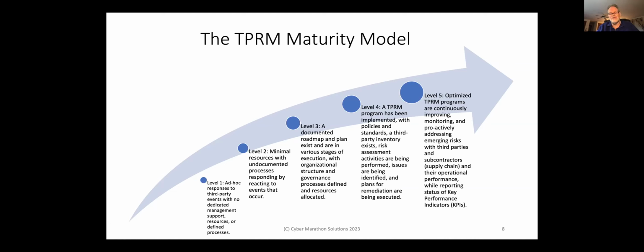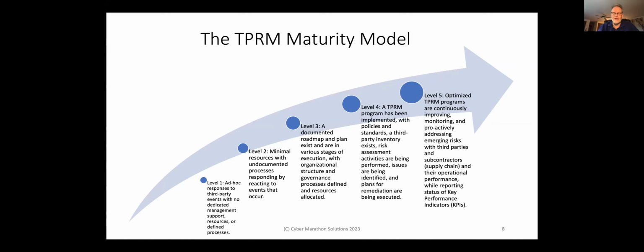From there, we advance to level 2, where at least resources have been allocated. Your processes are still not well documented, and you're primarily reacting to events that occur. So at level 2, you're trying to figure out, what do I need to do? How do I get the resources in place? How do I structure my program? Those things are very critical to the success of your program, and they include how you go about obtaining sponsorship from key stakeholders.